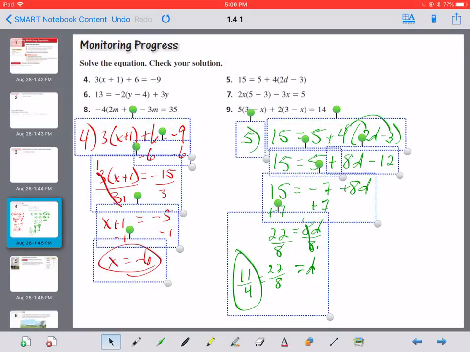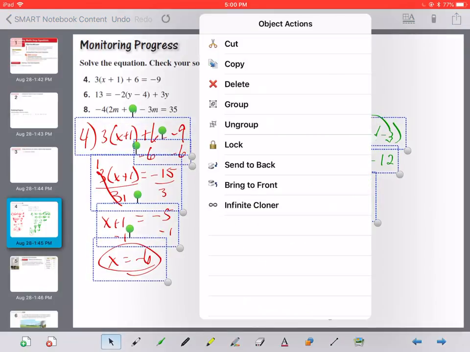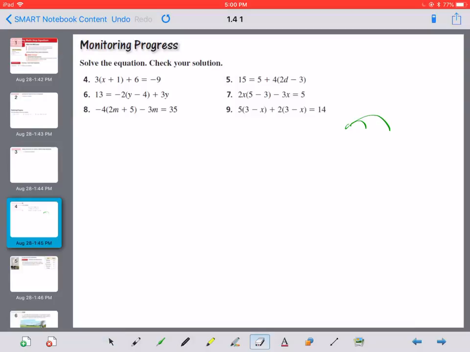Okay, there's those couple right there. Let's see if I can delete these really quickly. Okay, that was pretty close. Let's go ahead and try 6.